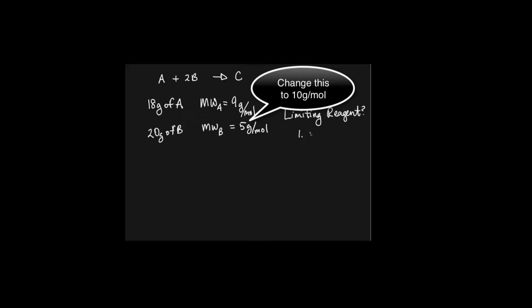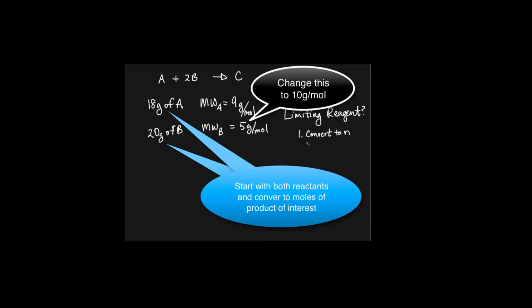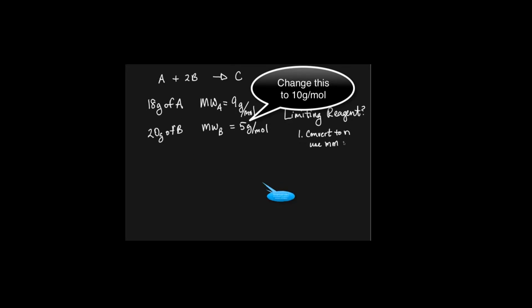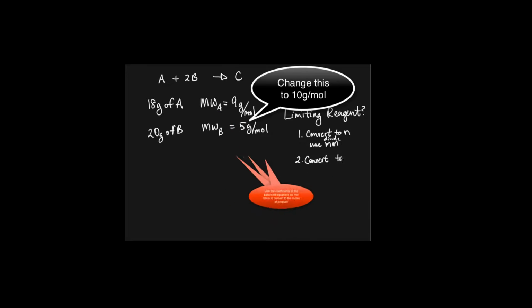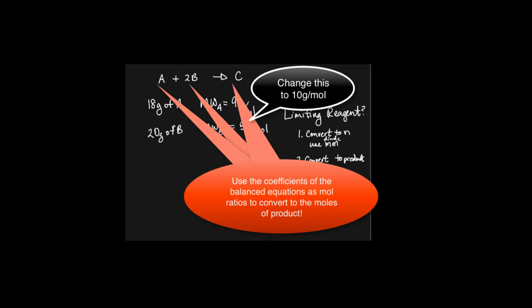So first thing we're going to do is convert to moles. How do we convert to moles? Using the periodic table, the mass. Yeah, so use molar mass, and then you're going to divide by it. And then after that, we're going to convert to the products. That's one way. And then we're going to use our balanced coefficients and mole ratios to get to the product.